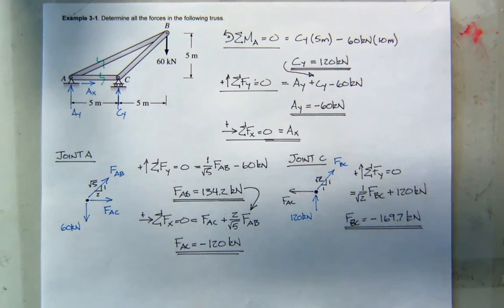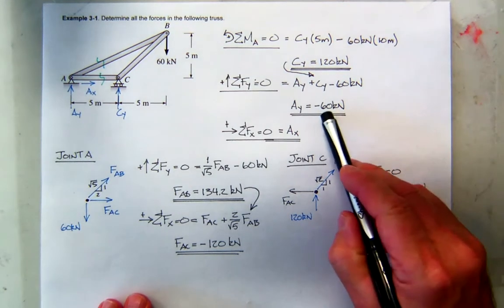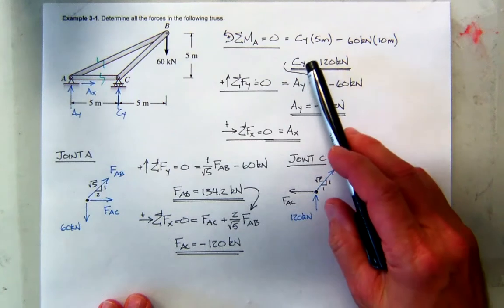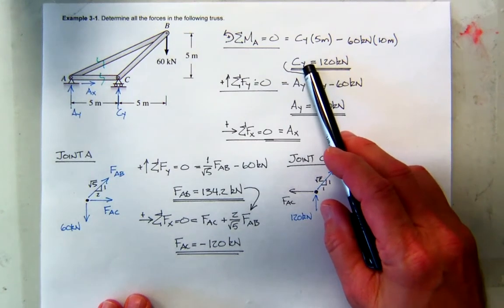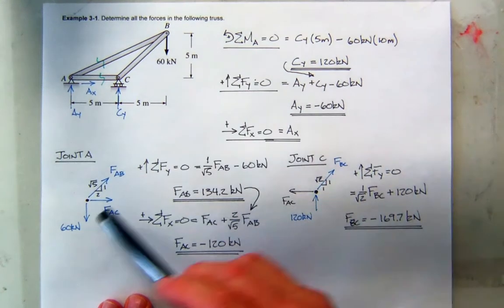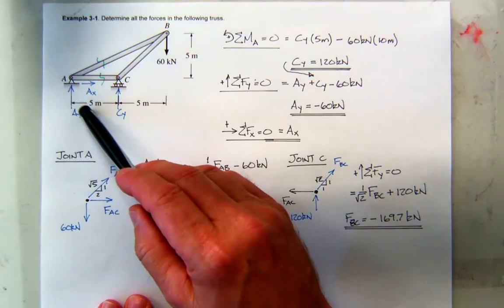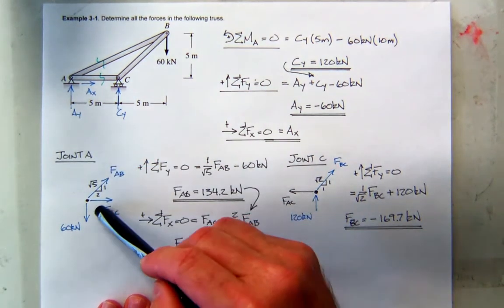Really drug that one out. Yes? When we did A, we flipped the direction of AY reaction, but on C we didn't. Well, we did that because the AY reaction was negative. Oh, okay. And the reaction at C was not. So I just corrected these directions on the free bodies, the new free bodies. I didn't go back up here and change these, right? But I could change them here.